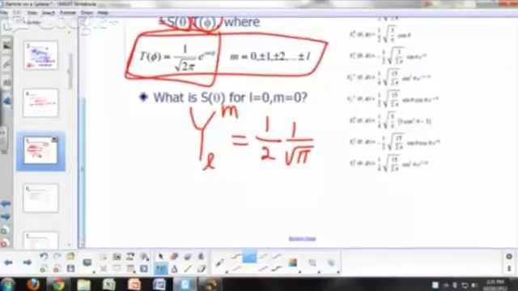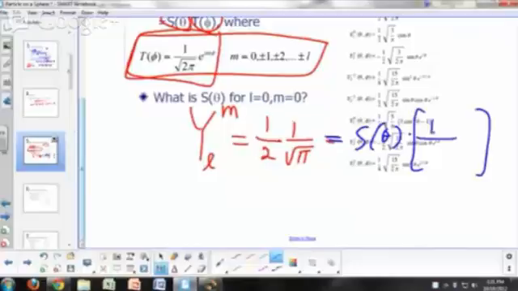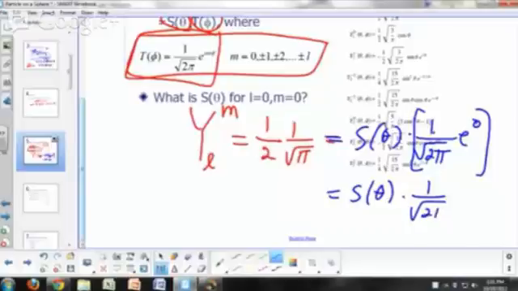Well, this is going to be equal to, so this is a function of theta times a function of phi. What's the function of phi in this case? 1 over square root of 2 pi e to the 0, right? So this is s of theta times 1 over square root of 2 pi.